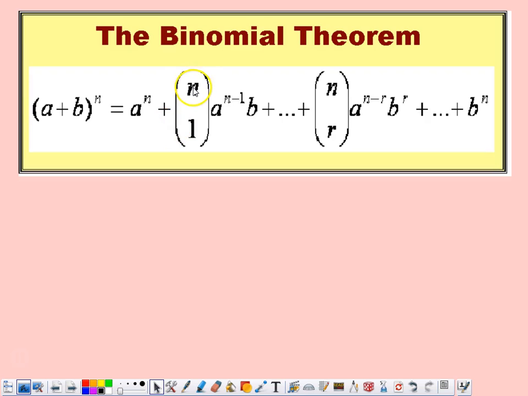Also, as far as the combinations, they don't show you n things taken 0 at a time because that's just 1.